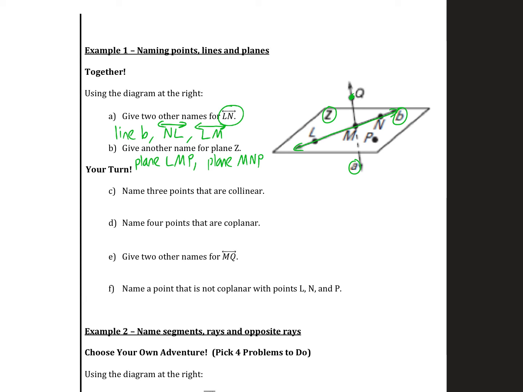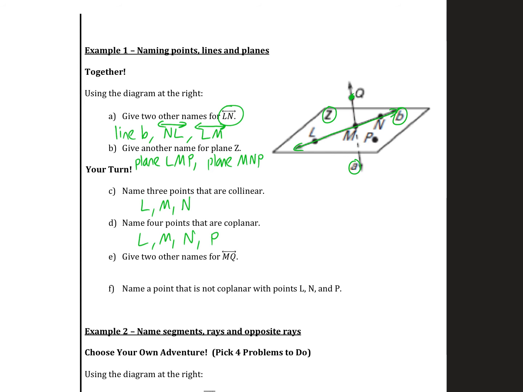All right, we need 3 points that are collinear. What does collinear mean? Well, collinear means in a straight line. So what 3 points are in a straight line? Well, I see L, M, and N. All right, now we need 4 points that are coplanar. We need 4 points that are in the same plane. You should have gotten L, M, N, and P. Those are all in the same plane. Well, they're on that piece of paper, that quadrilateral right there.